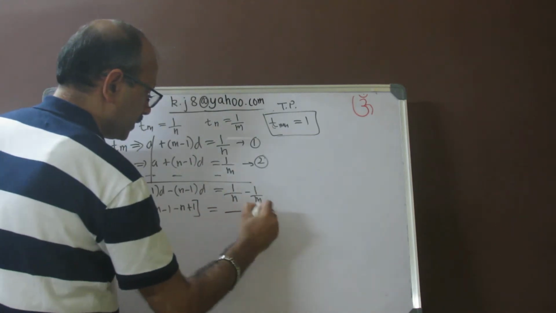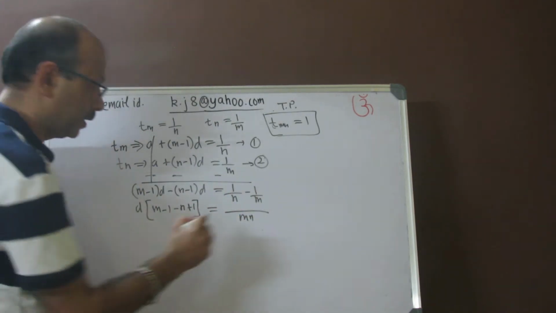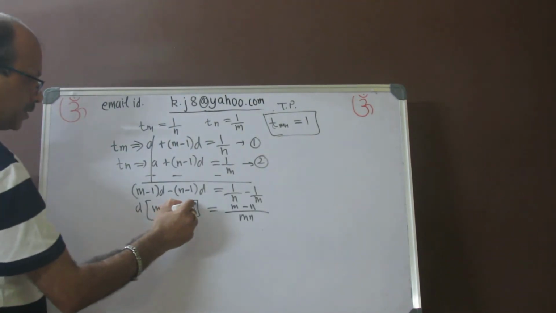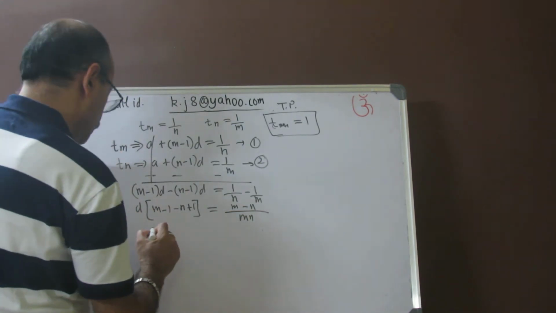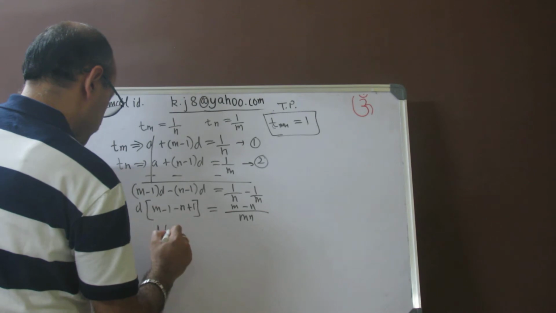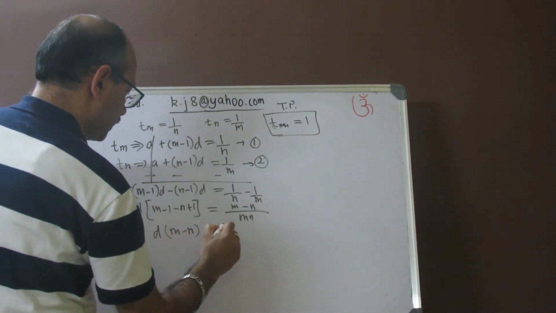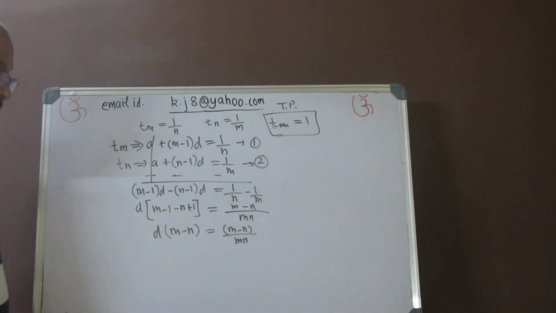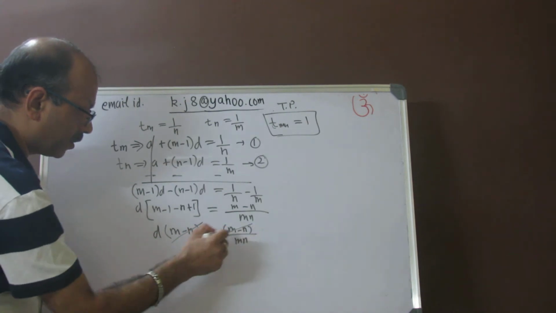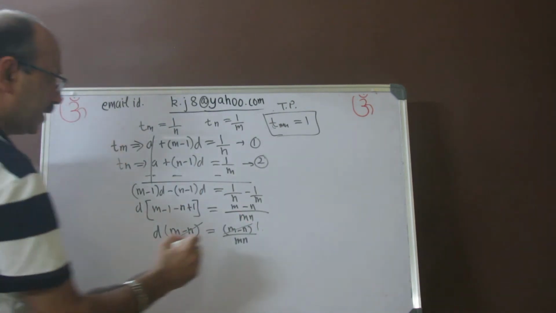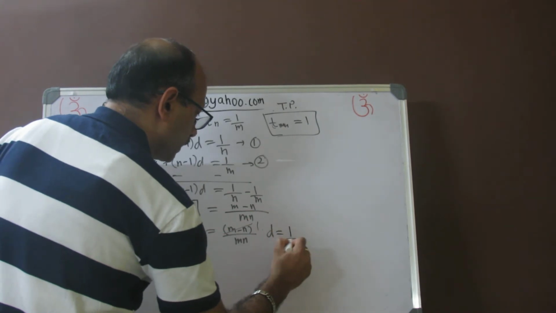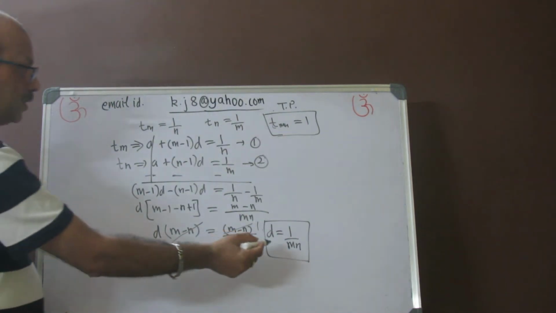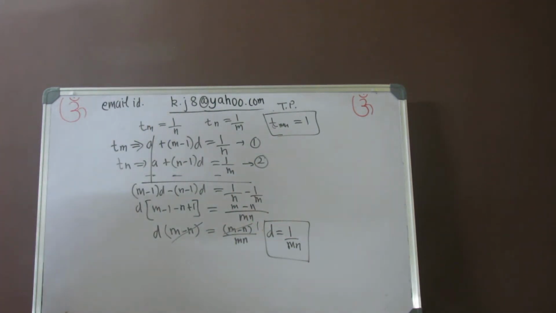And here I will take LCM, which is mn, and it would be m minus n. Simple. Now plus 1 minus 1 will knock each other out. So you are left with d(m minus n) equals (m minus n) by mn. Now this m minus n will cancel this m minus n, and we get the value of d as 1 upon mn.